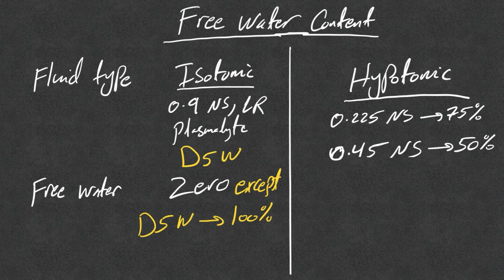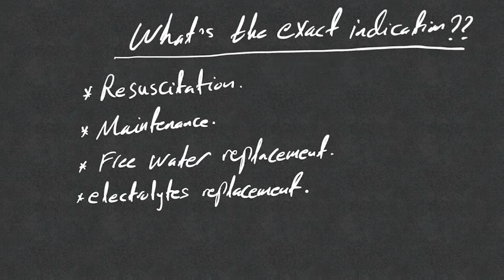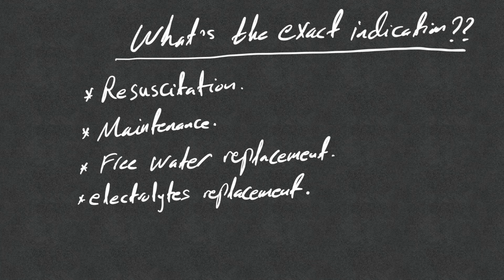Now the hypotonic solutions, the quarter NS, 75% of each bag is free water, and the half NS, the 0.45 NS, 50% of each bag is free water. Very important to understand that. You must have a clear idea why you are starting IV fluid. Is it because of resuscitation, maintenance, free water replacement, or electrolytes replacement? These are the main reasons we start IV fluid, and we must have a clear idea which one of those we are targeting.